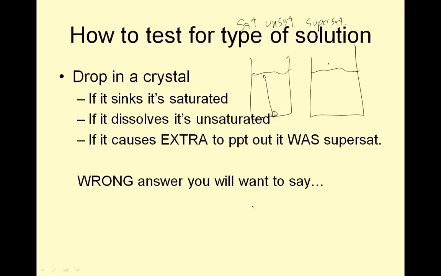If I drop in that crystal and it dissolves, it's unsaturated. It could dissolve more, and thus it did. If it was supersaturated, drop in a crystal, what happens is you get a whole bunch, a mountain of crystals that come out. Okay, so all of the extra precipitate comes out. It was supersaturated. By the way, now it is saturated.